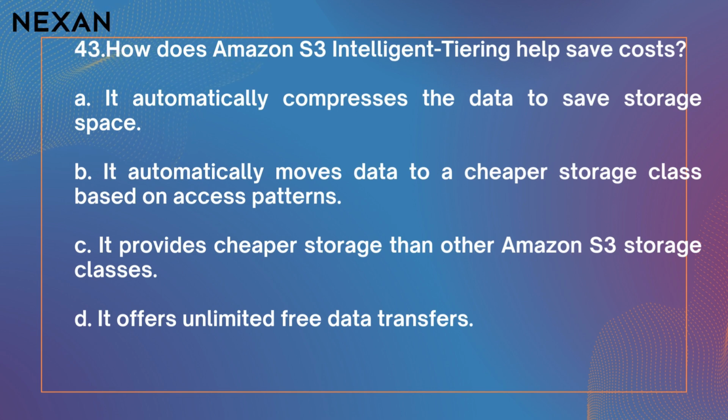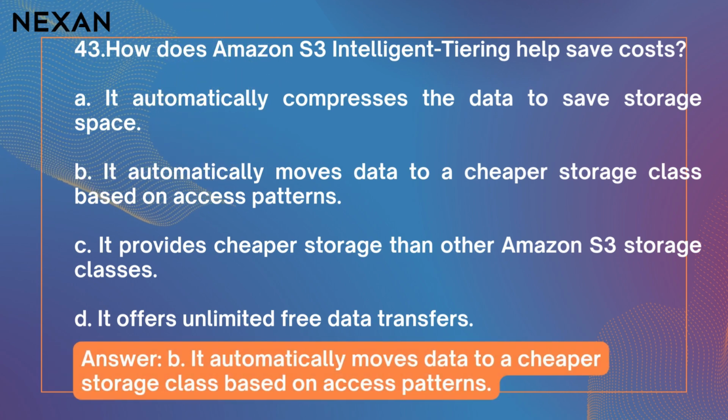43. How does Amazon S3 Intelligent-Tiering help save costs? A. It automatically compresses the data to save storage space. B. It automatically moves data to a cheaper storage class based on access patterns. C. It provides cheaper storage than other Amazon S3 storage classes. D. It offers unlimited free data transfers. Answer: B. It automatically moves data to a cheaper storage class based on access patterns.